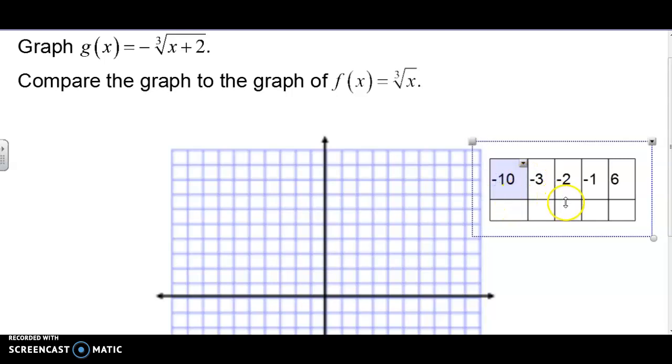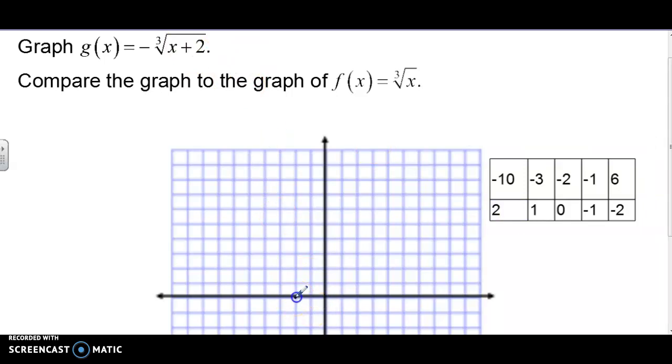Alright, so if I plug in -2, I'm going to get 0, because the opposite of 0 is still 0. If I use -1, that would be 1. Cube root of 1 is 1, but I make it negative on the outside, so that would be -1. 6 would give me the cube root of 8, which is 2, and I make it -2. -3 would be -1, which then would become +1. And then this would be -8, which is cube root of -8 is -2. The opposite of -2 is +2. So now we'll go ahead and graph these.